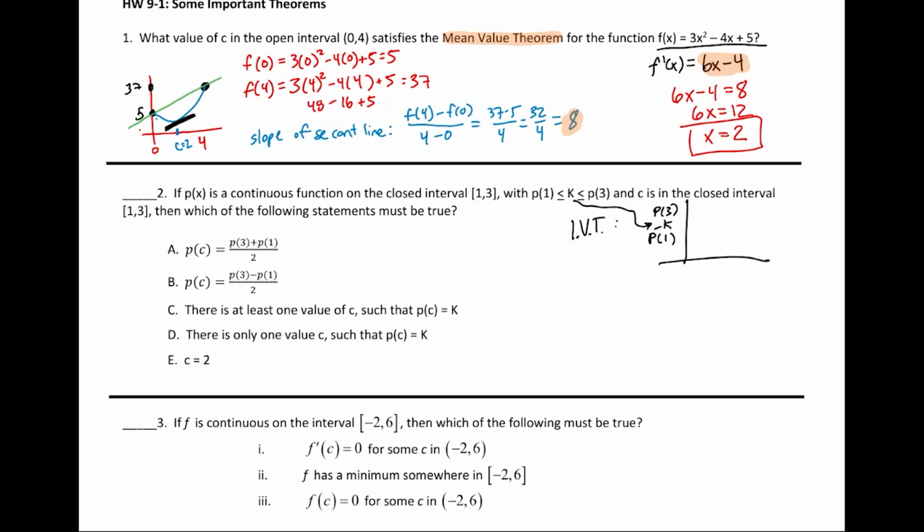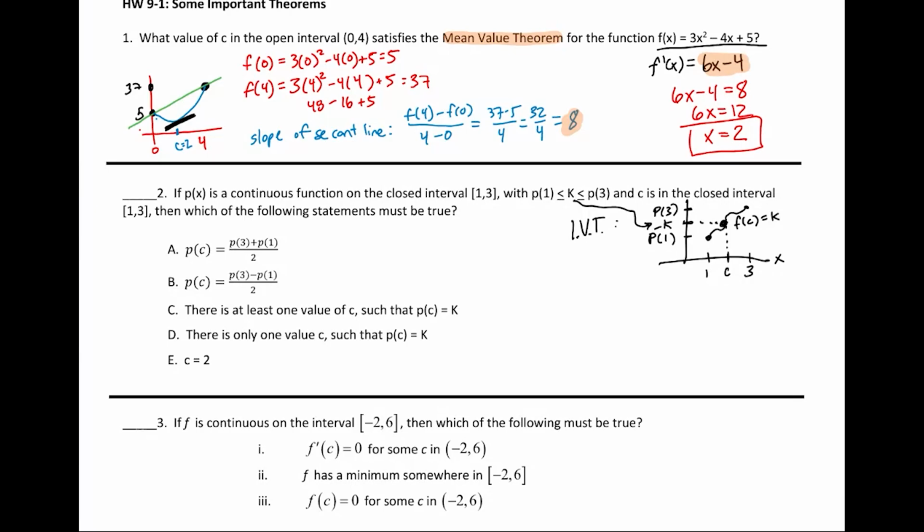Okay? So if k is here, p of 3 is here, p of 1 is here, then between 1 and 3 on the x-axis, there's going to be some number, which we'll call c, that hits that y value. In other words, f of c is going to equal k. So that's what the intermediate value theorem states, and this happens if you have a continuous function. So if it's continuous from 1 to 3, you have to hit that k value at some point because it's in between the value of p of 1 and p of 3.